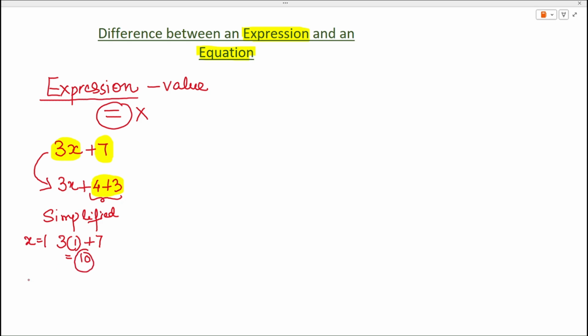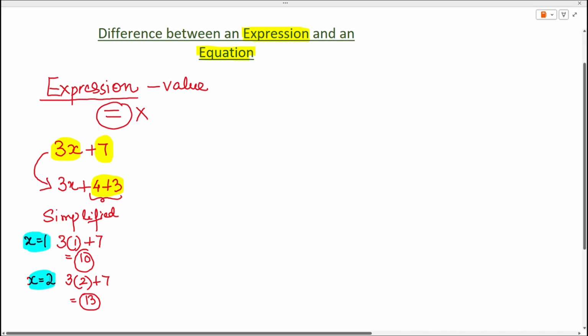Now, if we take another value instead of 1, if we keep x equals 2, so this turns out to be 3 times 2 plus 7, and 3 times 2 is 6. 6 plus 7 is a 13. So we can clearly see that on taking different values of x, we are getting two different values for the expressions. We can have multiple values of the variable in an expression.